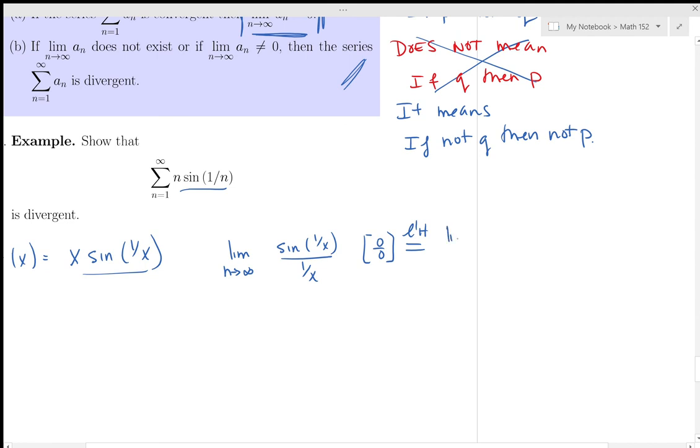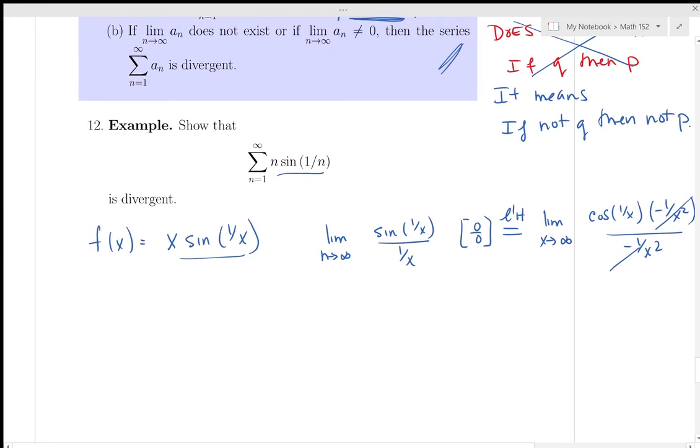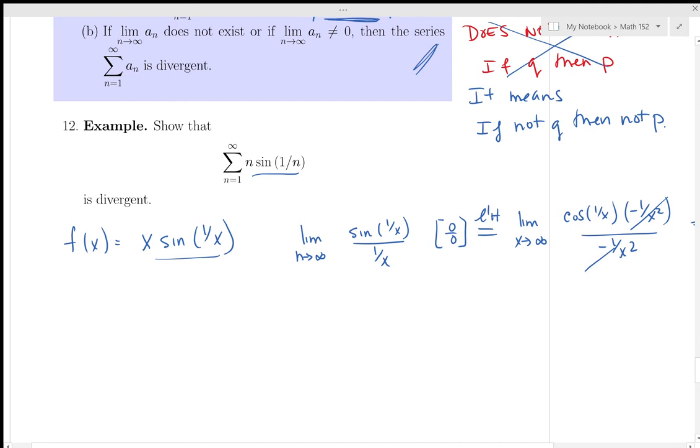The limit as x goes to infinity. Now I'm taking the derivative of the numerator. I get cosine of 1 over x times the derivative of the inner function. And then I take the derivative of the denominator. Those things cross out. And when x gets really large, I get the cosine of 0, and the cosine of 0 is 1. Okay, so I switched to a continuous model, but that tells me I can conclude that the limit as n goes to infinity of n sine 1 over n, what I cared about in the first place, is 1.